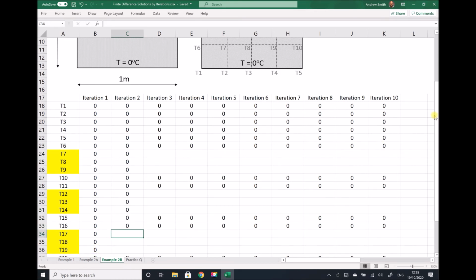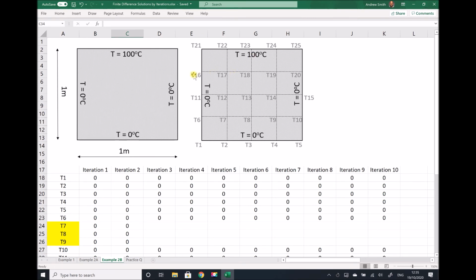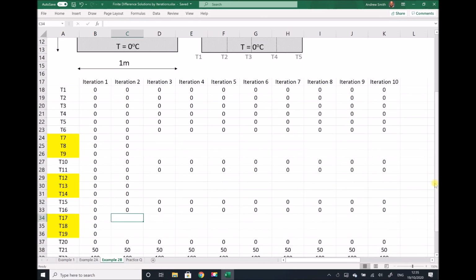Okay, moving on to the top row, we have T17. Well, T17, if we look at our diagram, neighbours T16, which has a fixed temperature of 0. It neighbours T22, which has a fixed temperature of 100. And it neighbours T12 and T18. So we have T12 plus T18 plus 100, so equals a quarter times, open brackets, T12 plus T18 plus 100.